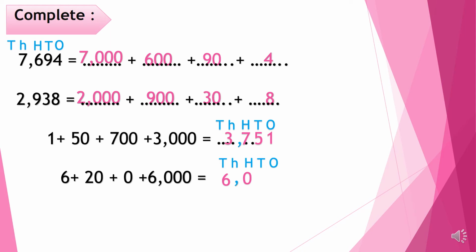Then move to tens place. In tens place, which number should I put here? Yes, I have 20. Can I write 20 in tens place? No, we must cancel 0 first. So I will write 2. The last number in ones, just 6 because it doesn't have any zeros.